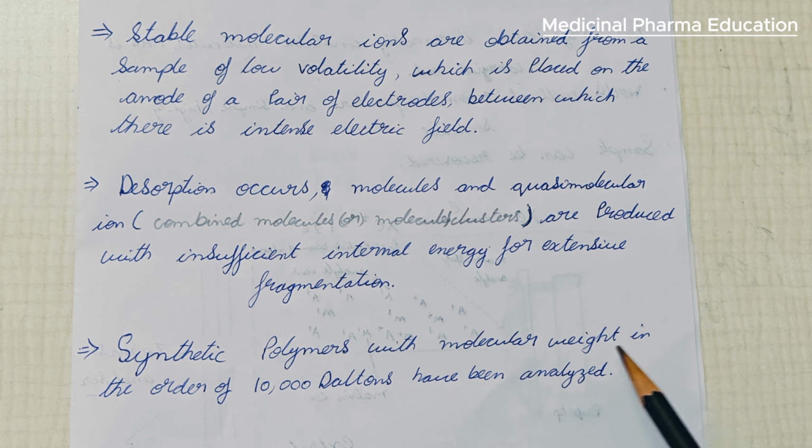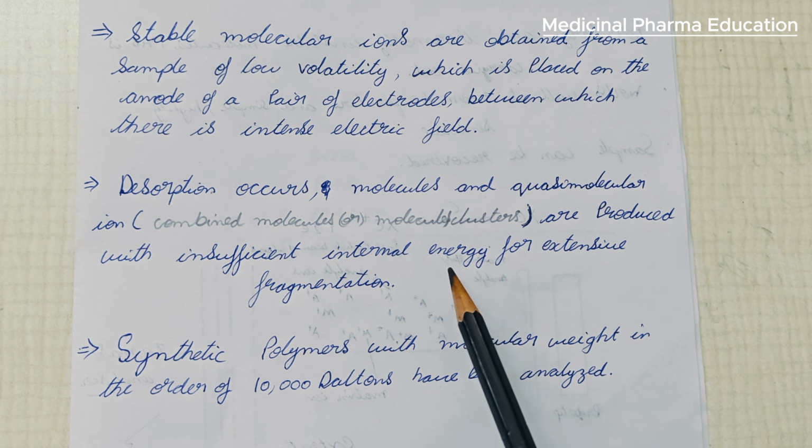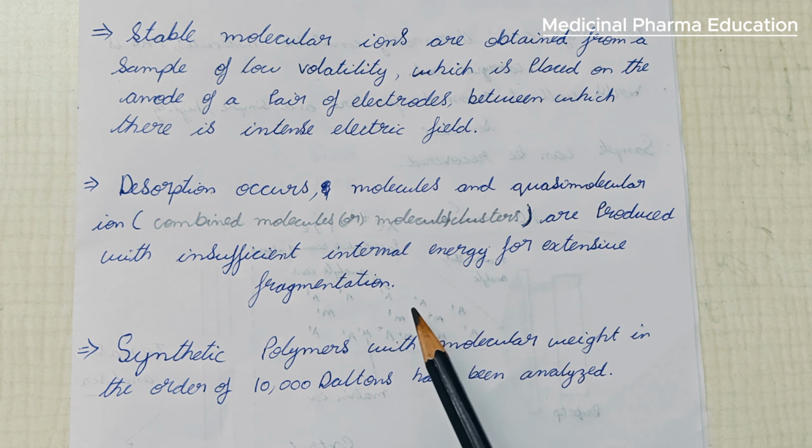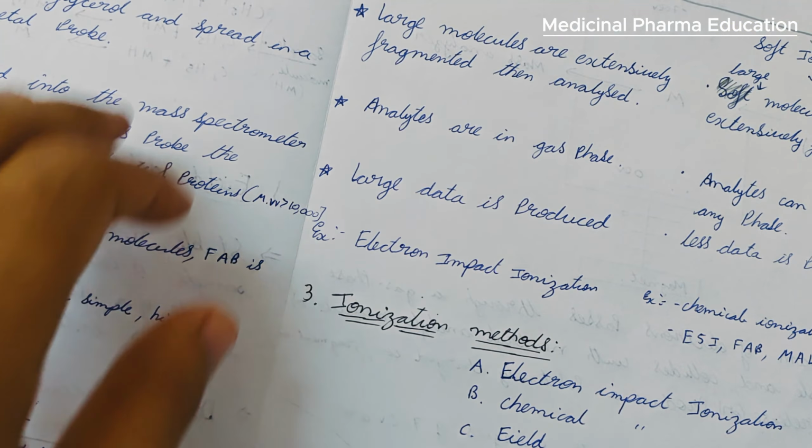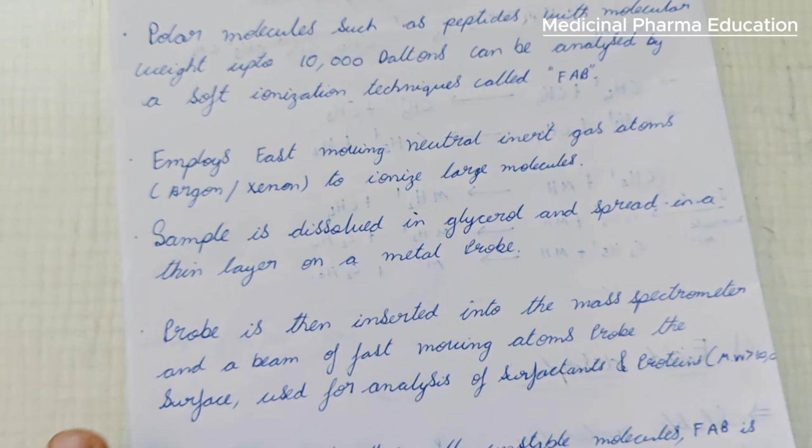Synthetic polymers with molecular weight on the order of 10,000 daltons have been analyzed, but field desorption is not much used. It is only used for polymers with molecular weight of more than 10,000 daltons. It is also a soft ionization method, so fragmentation does not produce large data, only small data is produced. Next, the important one, FAB. This is very important.